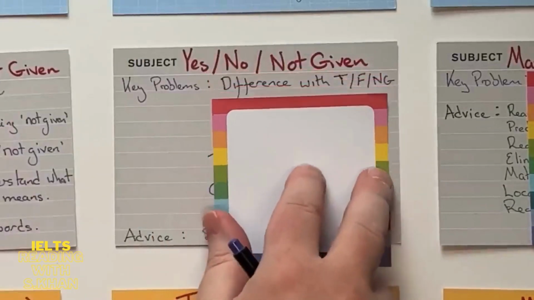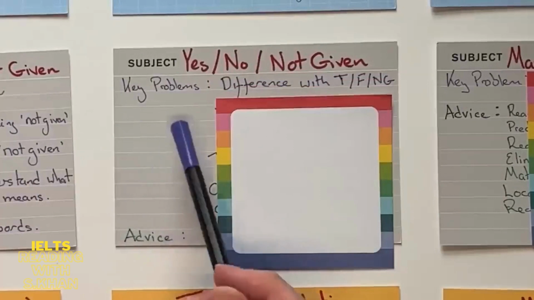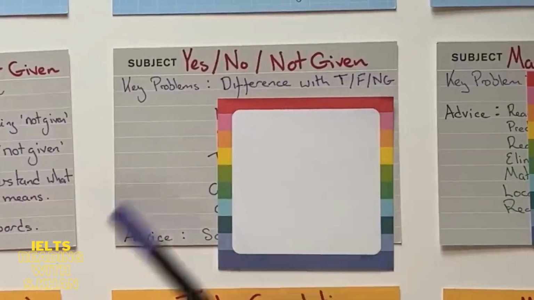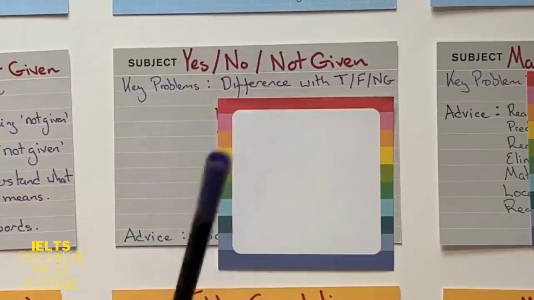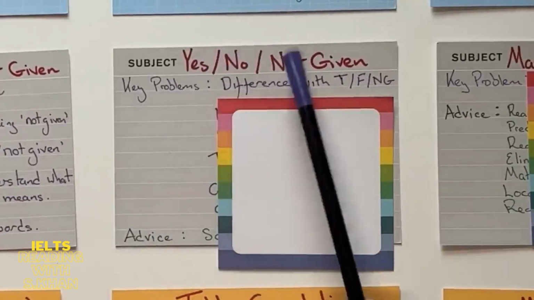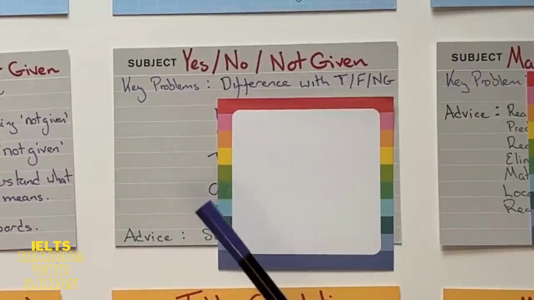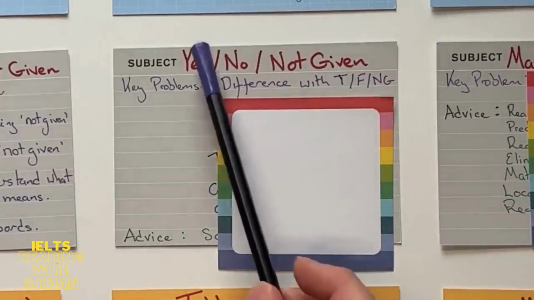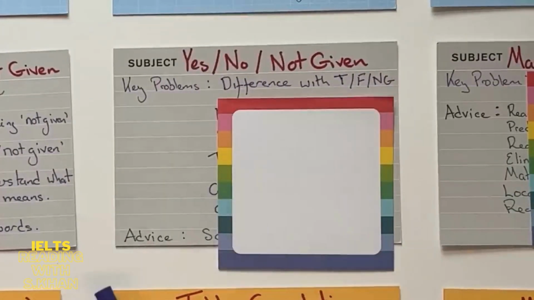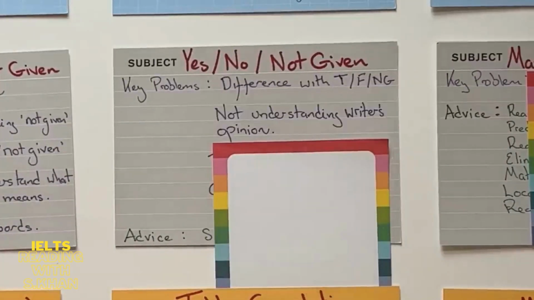True, false, not given. Key problems. Students get confused about the difference between true, false, not given and yes, no, not given. True, false, not given is about fact. This pen is purple. That is a fact. Yes, no, not given is about the writer's opinion. I believe purple pens are better than blue pens. That isn't a fact. That is just my opinion. So what you're doing is saying, yes, the text agrees with the writer's opinion, or no, the text doesn't agree with the writer's opinion.